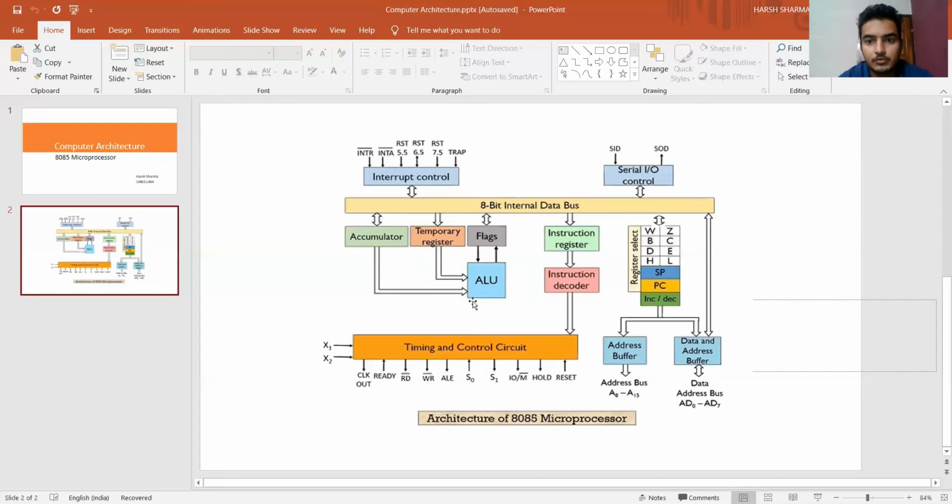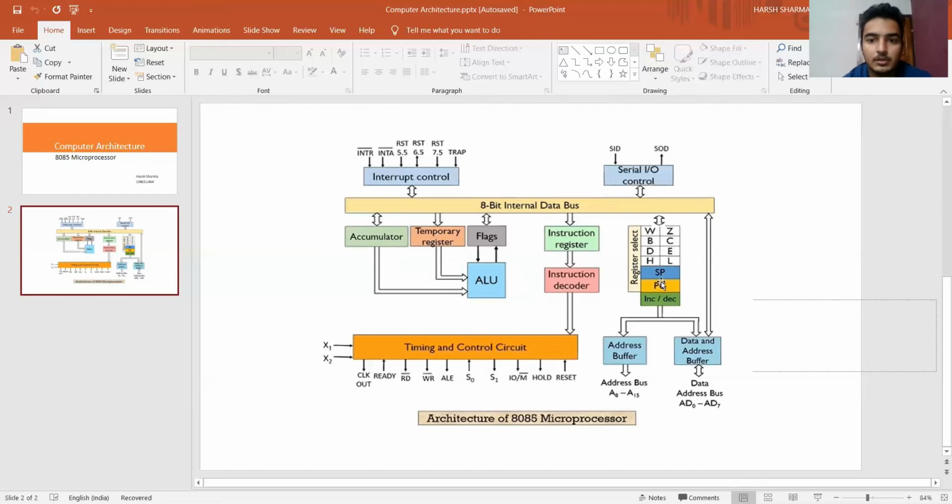Now we have flags. There are 5 types of flags, and they will store the output status. After that, we have the general purpose registers. Their size is 8-bit, and these are the friends of the microprocessor developer, and they use assembly language to access them.